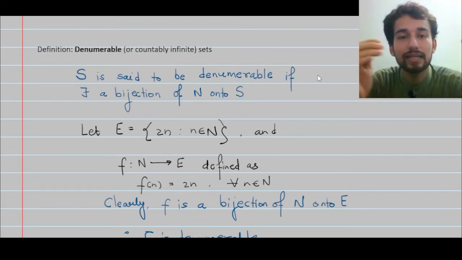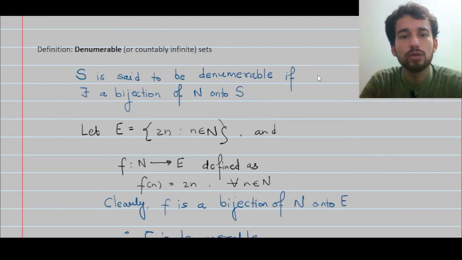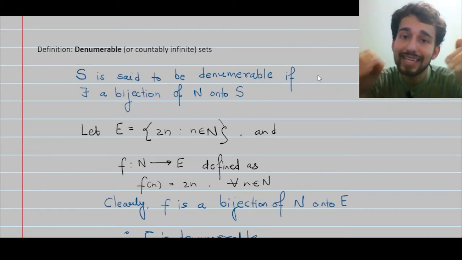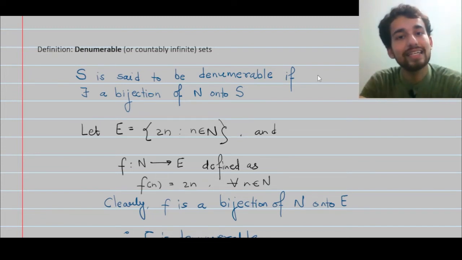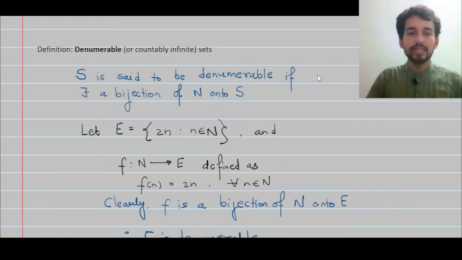Suppose the infinite set which I have, I denote by capital S. By standard convention, we know that the set of natural numbers is denoted by capital N. If I am able to find a bijection between them, then in this case we say that my infinite set S is denumerable or countably infinite. Okay, so here is the definition.